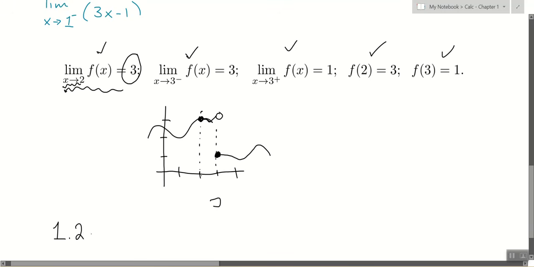All right. 1.2. Our focus in 1.2 is limits and their properties.